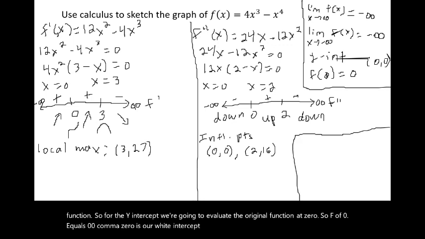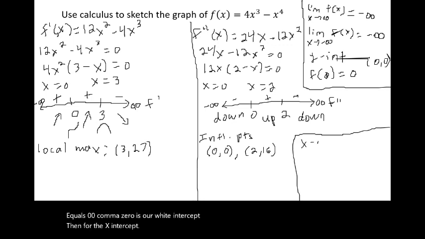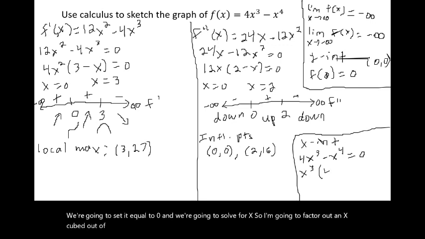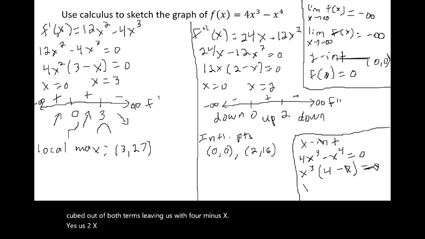Then for the x-intercept, we're going to take the original function, x cubed minus x to the fourth. We're going to set it equal to 0, and we're going to solve for x. So I'm going to factor out an x cubed out of both terms, leaving us with 4 minus x. This gives us two x-intercepts. One of them is 0, and the other one is 4.